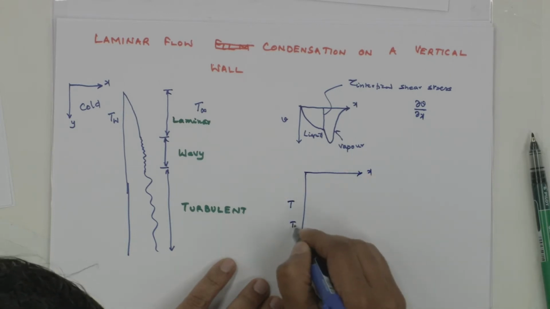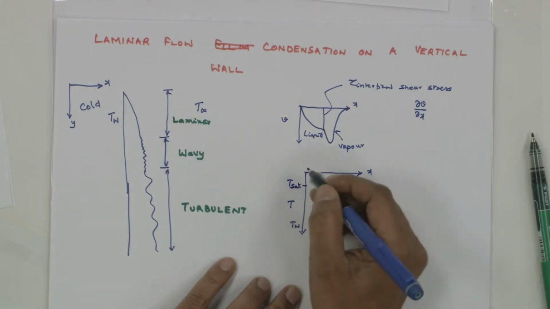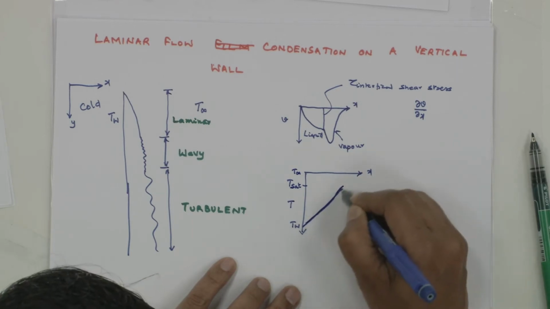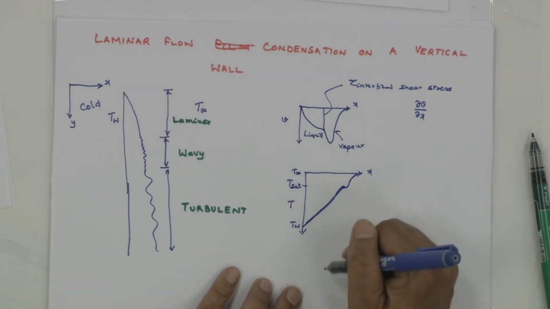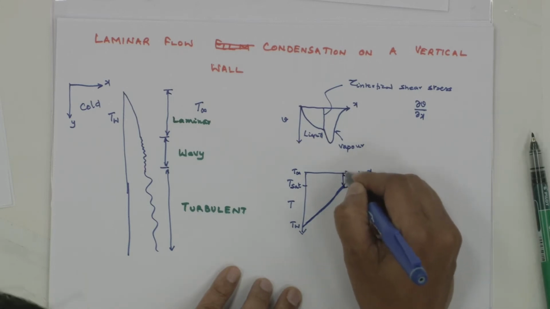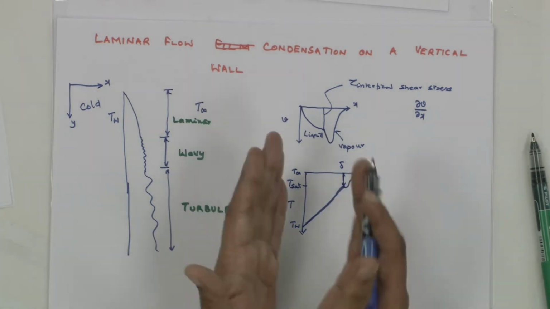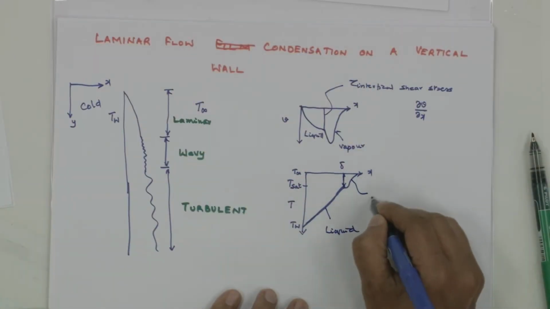this is T wall and this is T sat, and T sat and T infinity might be different, but let me take T sat, and this will increase and then there will be a decrease. These slopes are different, and this location is, let's say, delta, that is the liquid film thickness. So this is liquid and this is vapor.